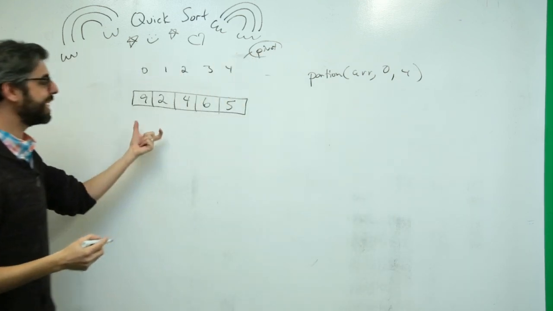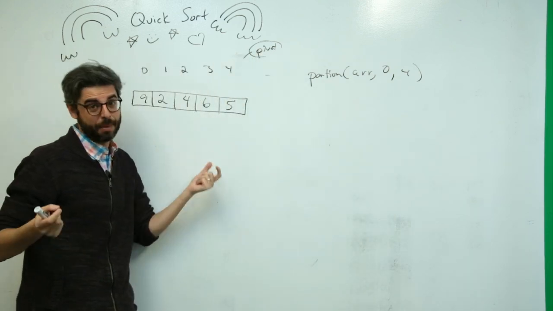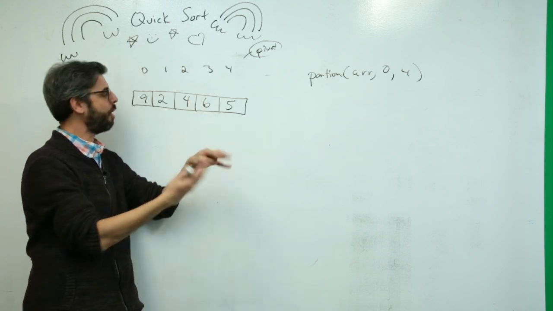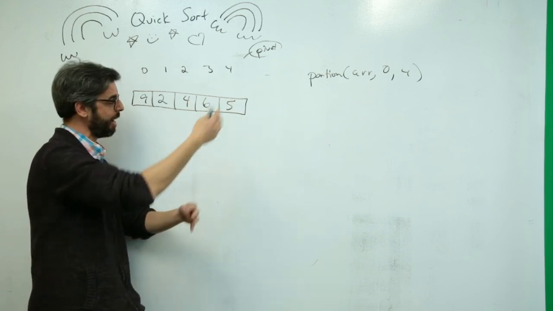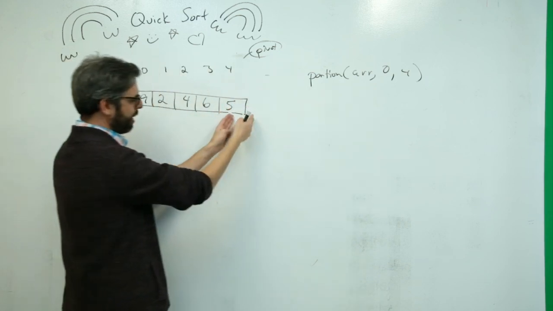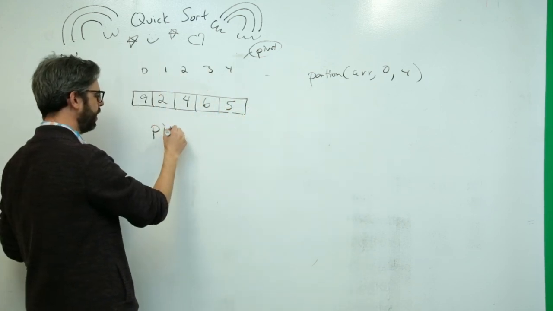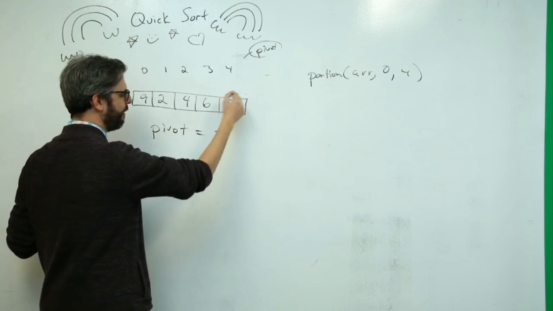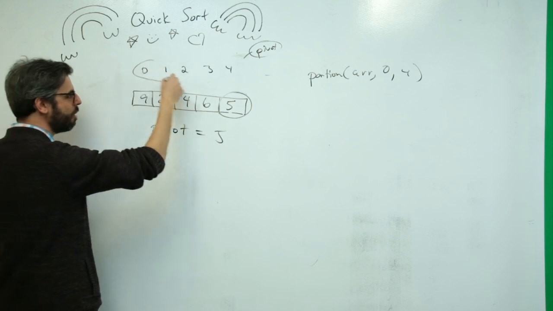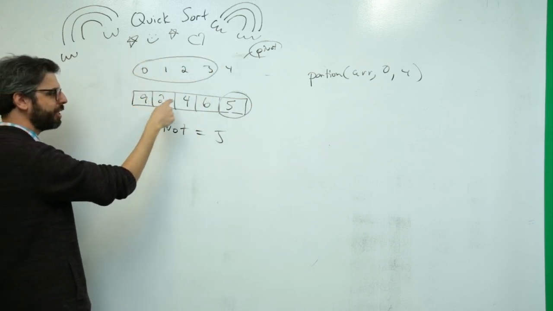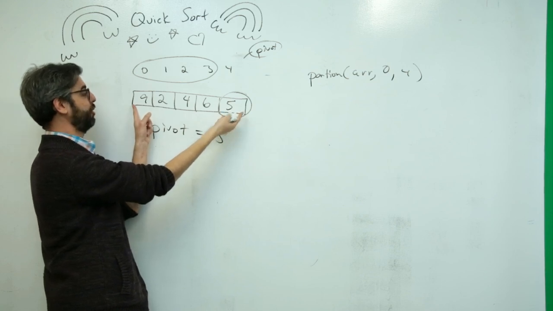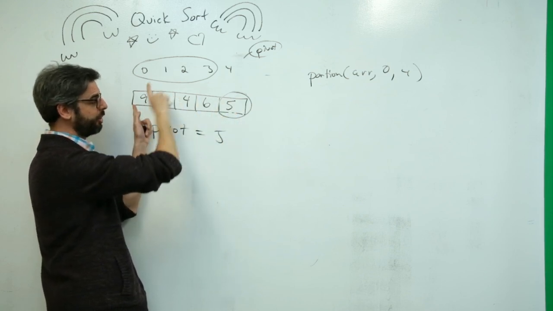So the first thing that I want to do is I need to pick some pivot value that I'm going to put everything on the left side or the right side of, whether it's less than or greater than. The easy way to do this is I can always just pick the last spot. So the pivot is going to equal, in this case, 5. Then what I want to do is iterate from 0 all the way to 3. I want to look at every single one of these elements and compare them to 5, because if they're less, they should go on the left side. If they're greater, they should go on the right side.